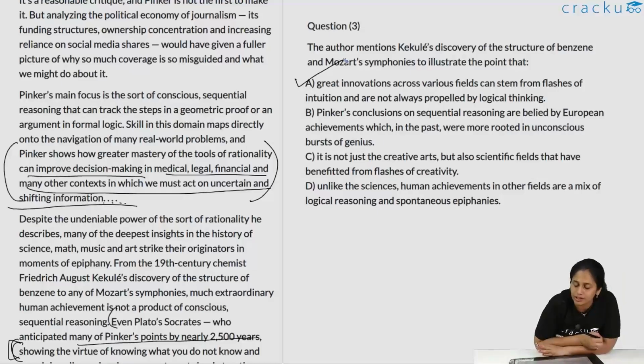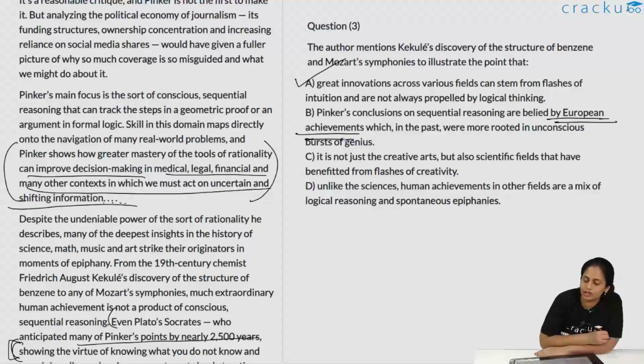Pinker's conclusion on sequential reasoning are belied by European achievements, which in the past were more rooted in unconscious bursts of genius. So here, this part is true. It's not that the conclusions of sequential reasoning are belied. The author says that Pinker's importance that he is giving to sequential reasoning is not borne out by how many discoveries were made. But here there is an important distortion added, which is European achievements. But the author is not just talking about European achievements. He is talking about human achievements in general, about how human achievements in general across fields have been because of inspiration and not through sequential reasoning. So because of this distortion, I can eliminate option B.